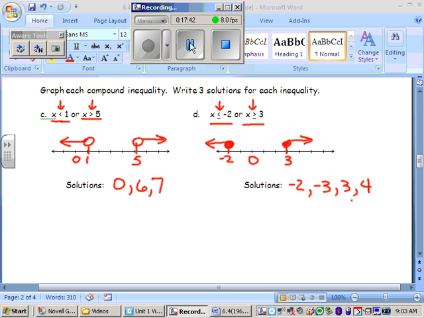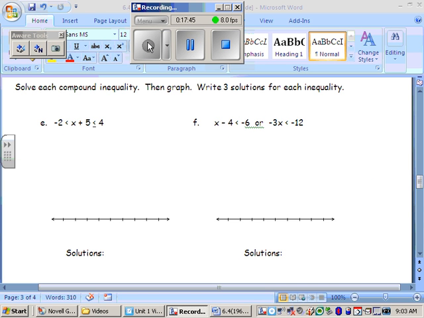Let's move to the next example. In this next example, notice that there's not just an x between the inequality symbols. There's an x plus 5. However, we need there to be only an x, so we need to isolate the x.